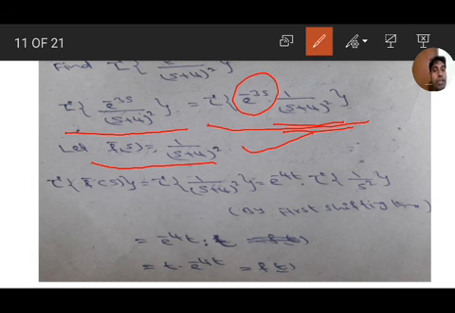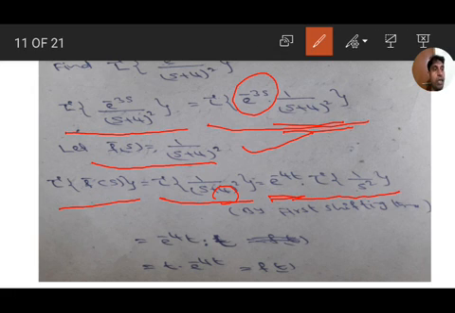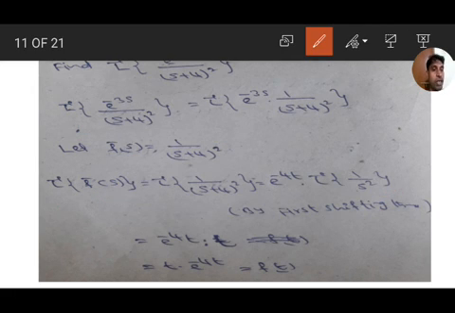So its inverse Laplace transform, L inverse of f bar s, equals L inverse of 1 by s plus 4 whole square. By the first shifting theorem, discussed in the previous class, we get e to the power of minus at, that is e to the power of minus 4t, where a equals 4, into L inverse of 1 by s square. Therefore e to the power of minus 4t into L inverse of 1 by s square, by the first shifting theorem.